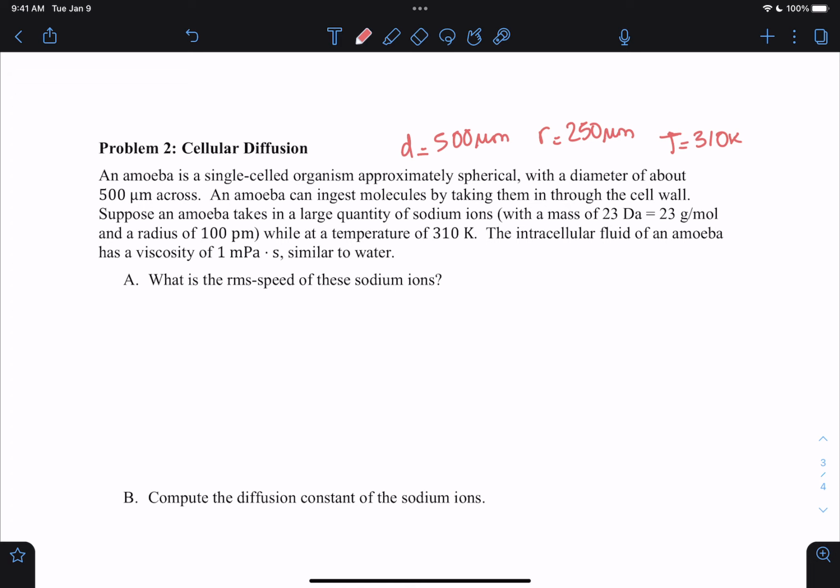So they're giving us values like temperature, viscosity. They're even giving us values of like the radius and stuff, right?